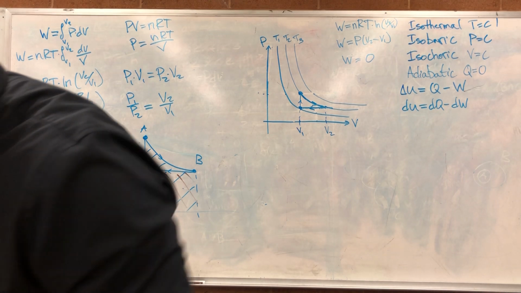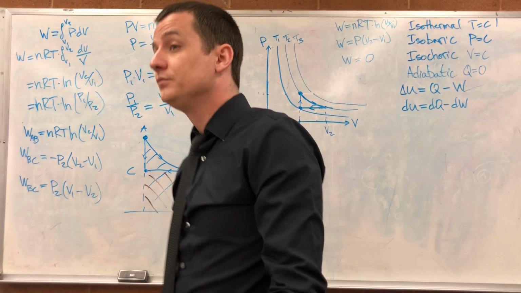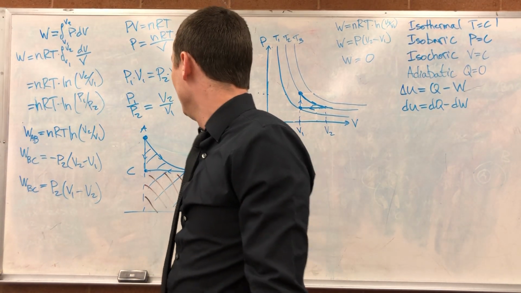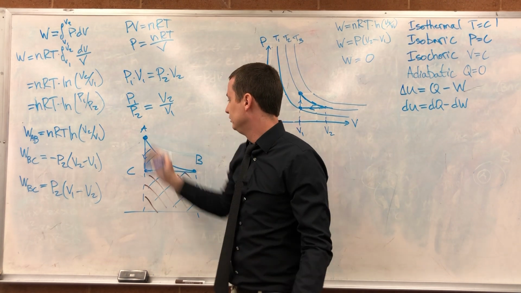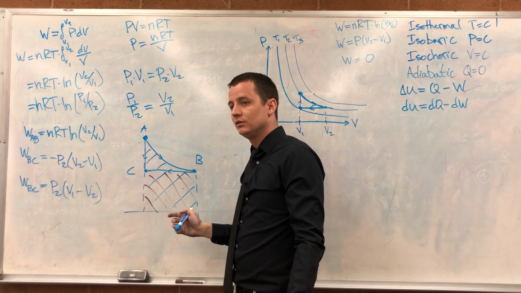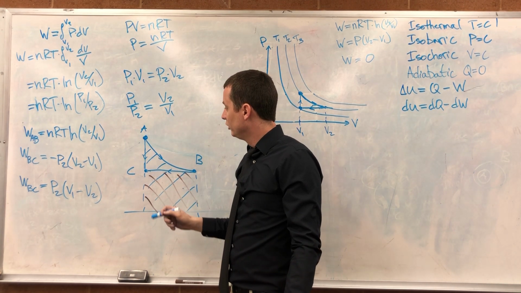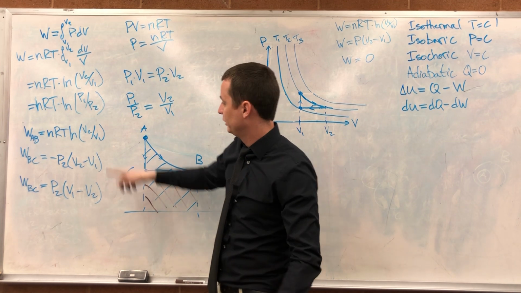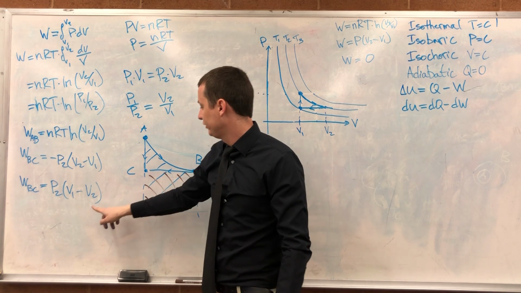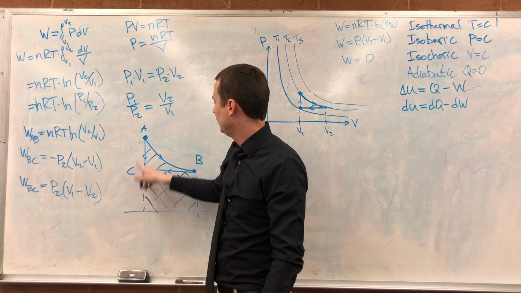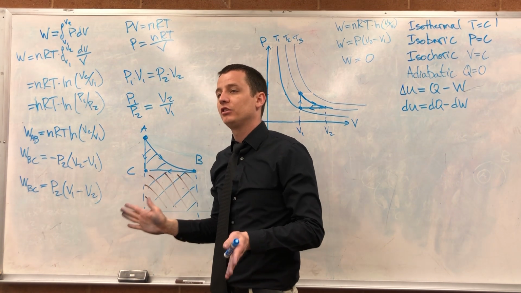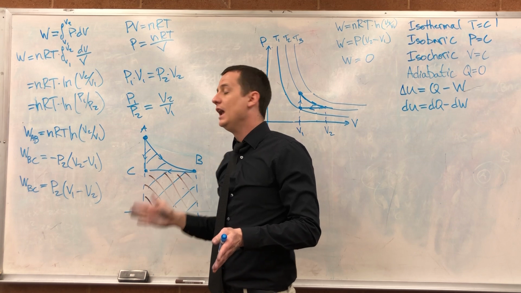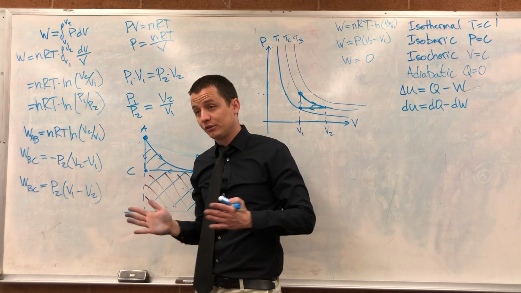So what is this type of work called then? Well, that's just the net work done in this cycle. So we started here. From here to here, the system did this much work. And then from here to here, the system did this much work. And from here to here, the system did no work. We're back to where we started. And yet the system did positive work.